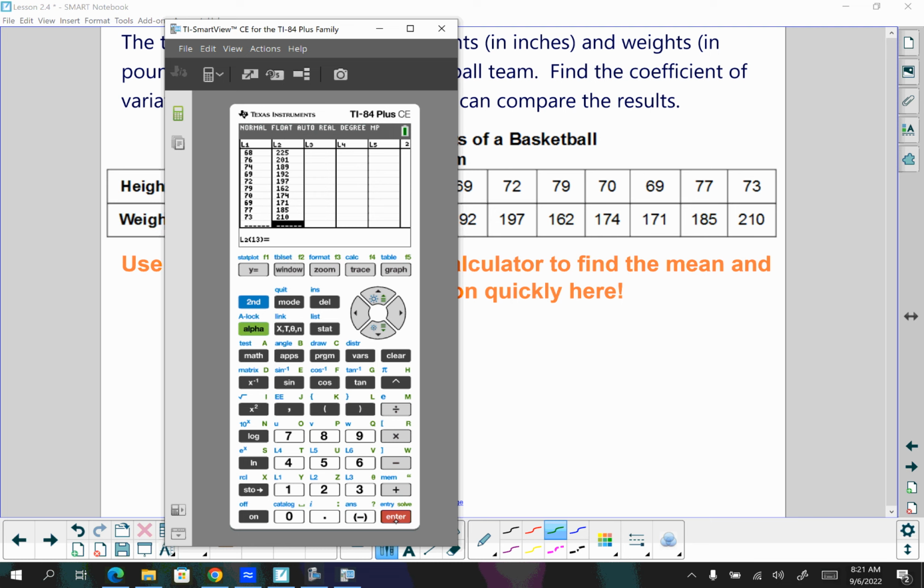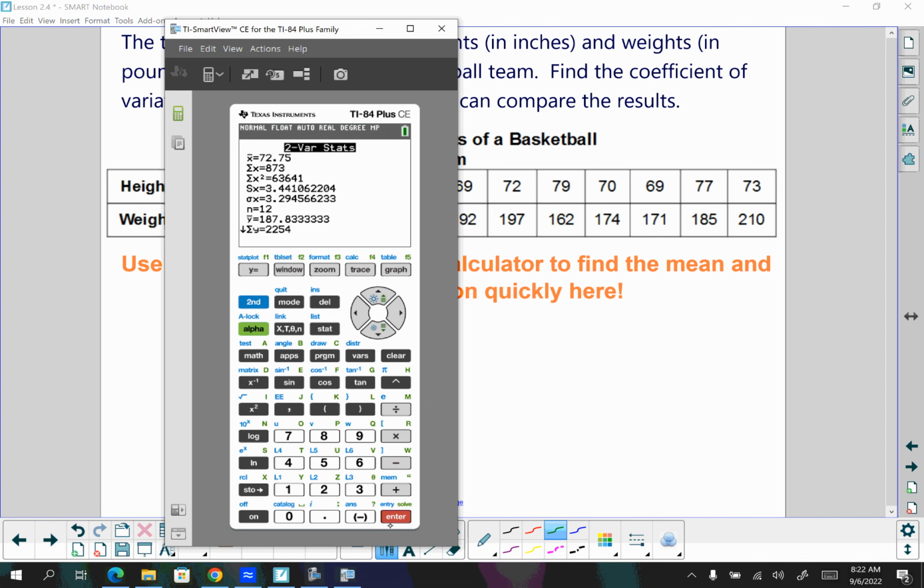All right. So now we're going to hit stat. We're going to go over to calculate. Now before, when we only had one set of data, we used one variable statistics. Now we have two sets of data in L1 and L2. So we're going to use two variable statistics. Number two. You should have L1 and L2 here as a default. Does anybody not have L1 and L2? Great. Go down to where it says calculate.